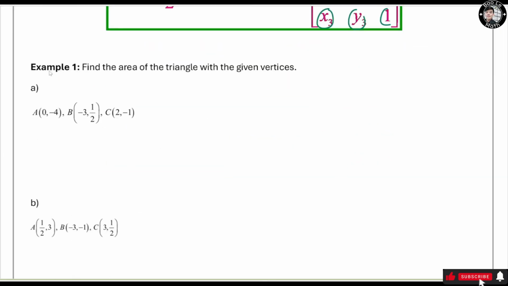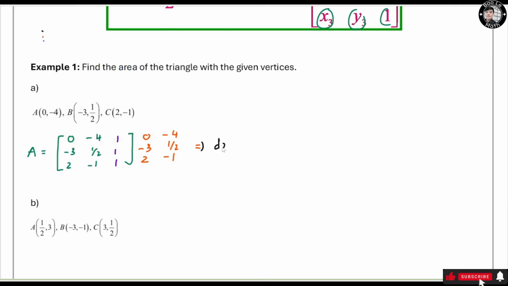Now, let's take a look at the first example. Find the area of the triangle with the given vertices. So, we're going to create the matrix A, right? Now, in order to calculate the determinant of this matrix, I just copy the first two columns on the right here, right? If you want to review how to calculate the determinant of 3x3 matrices, please check out the link in the description below.